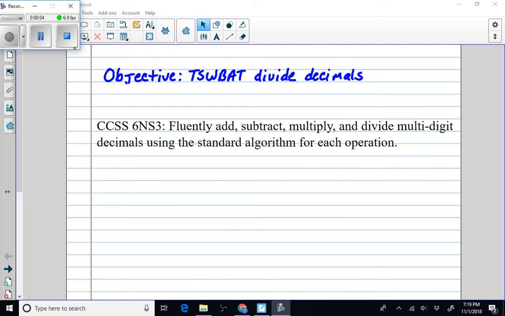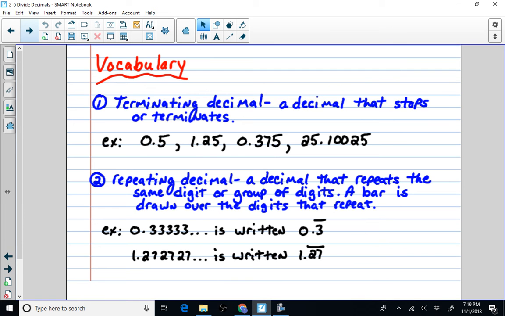Okay, our lesson today is we want to practice dividing decimals. Our Common Core standard today is to fluently add, subtract, multiply, and divide multi-digit numbers using the standard algorithm. So that's going to be a 6.NS.3, one of our fluency standards.